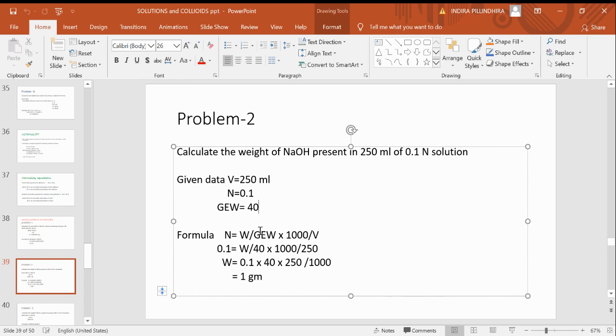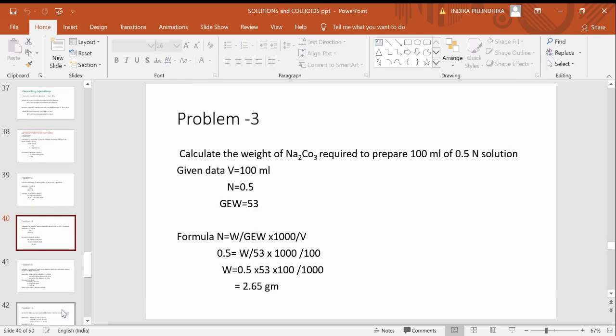So after substituting this data in the formula, N is equal to W by GW into 1000 by V, then we will get the answer as 1 because it is weight. The units for this is the grams. Okay. So here also same thing. The three factors are given and we have to find out the fourth one. Now we'll move to the next type of the problem. We'll move to the next slide.